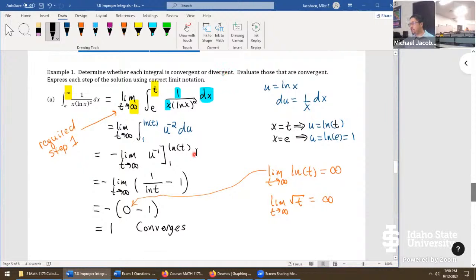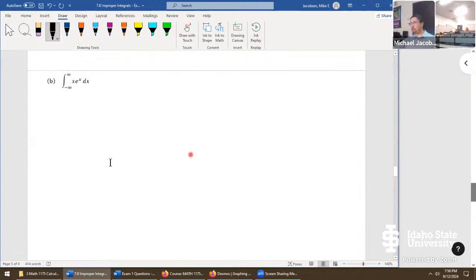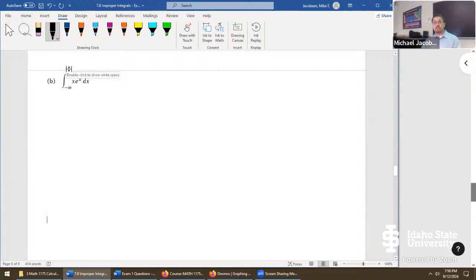Okay, let's give this next one a try. So, another improper integral, but this one's got a whole lot going on for it. Notice that it's improper because the interval is infinite, but it's doubly infinite. There's no lower limit of integration. There is no upper limit of integration whatsoever. We're saying integrate x times e to the x on the entire real number line this time.